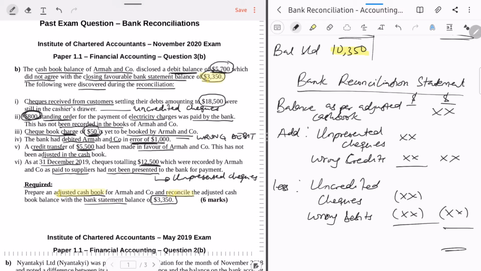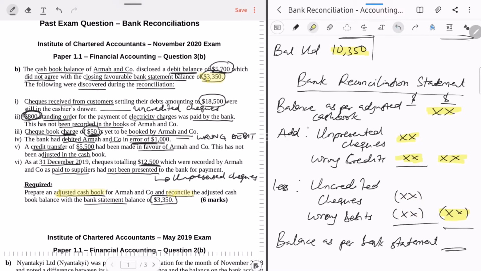Then when you get everything, balance per adjusted cash book plus this figure here minus this figure here should give you what? Balance as per bank statement. So please memorize it. Balance as per adjusted cash book. You add unpresented checks. You add wrong credits. Then you come and less uncredited checks and wrong debits.